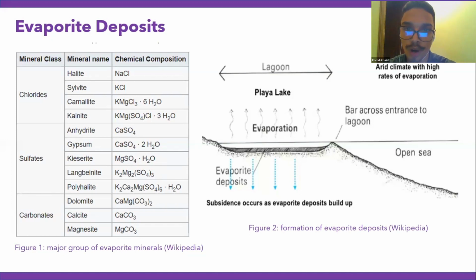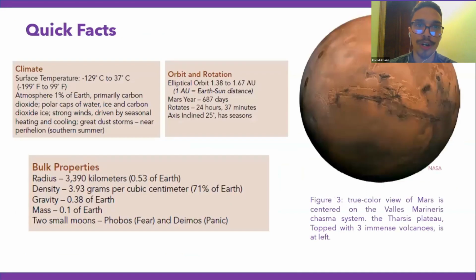So the crystallization of the salt minerals could lead to the formation of evaporite deposits. This table shows some families, or classes, of evaporite deposits. They range from chlorides and sulfates to carbonates, but all these precipitates indicate that the climate was arid and hot, or semi-arid and hot, right? So that's for evaporite deposits on Earth.